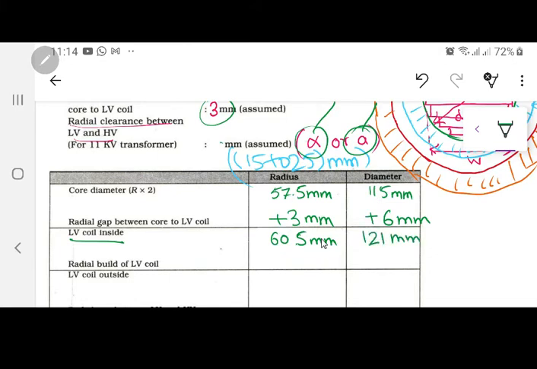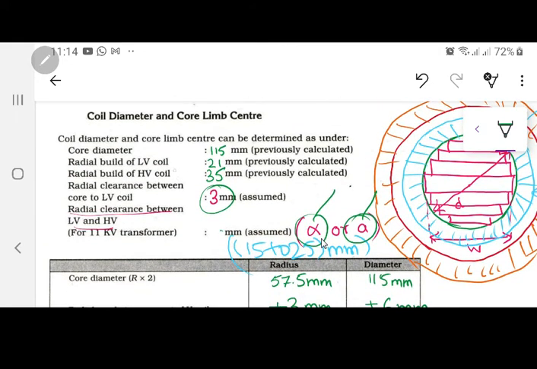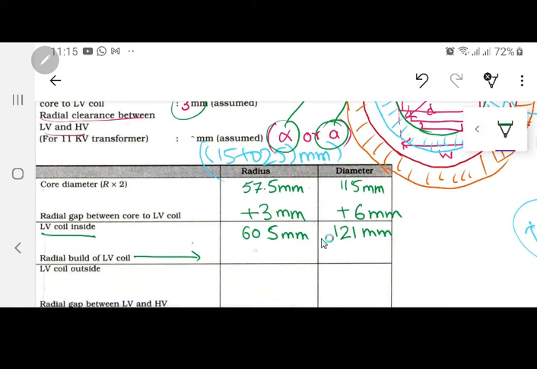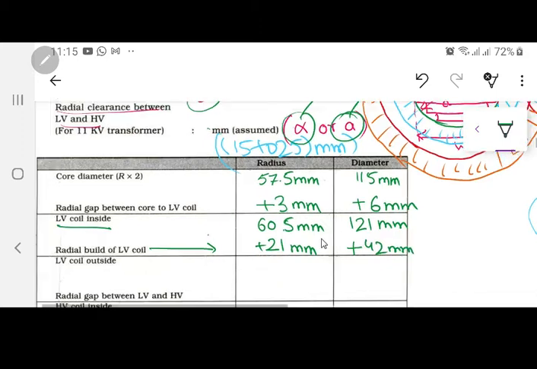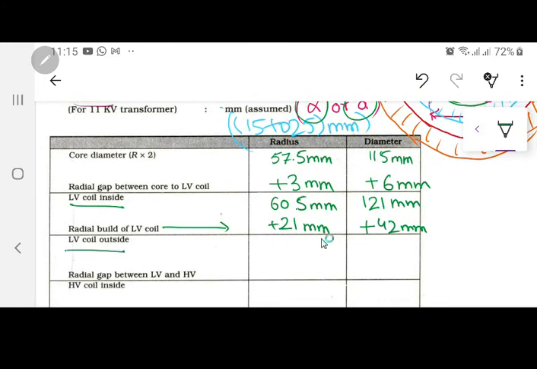Don't worry, one column is the radius, the other one is the diameter. They are just being taken in parallel, so nothing fancy about it. What was the radial build of the low voltage coil? We just took this value from the previous data, which is equal to 21 mm. So to the radius you are going to add 21 mm, and to the diameter you are going to add 42 mm, the double of that, because it is going to be added on both sides. The cylinder is 360 degrees. So the low voltage coil outside radius becomes equal to 81.5 mm, and the diameter comes out to be 163 mm.